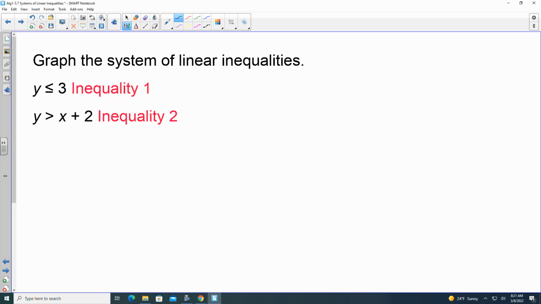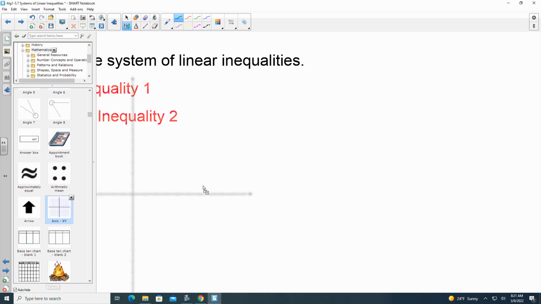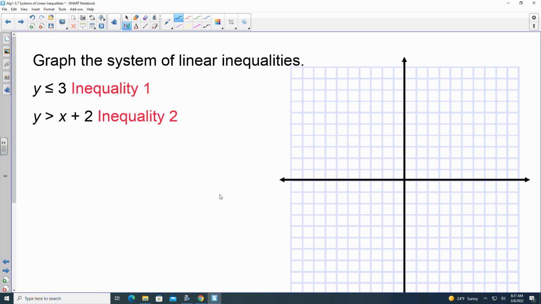So here, they want us to graph this linear inequality. So for starters, I have y is less than or equal to 3. It's a horizontal line at 3, and because it's equal to, it's a solid line. So we're still looking at solid lines and dashed lines in this particular instance.